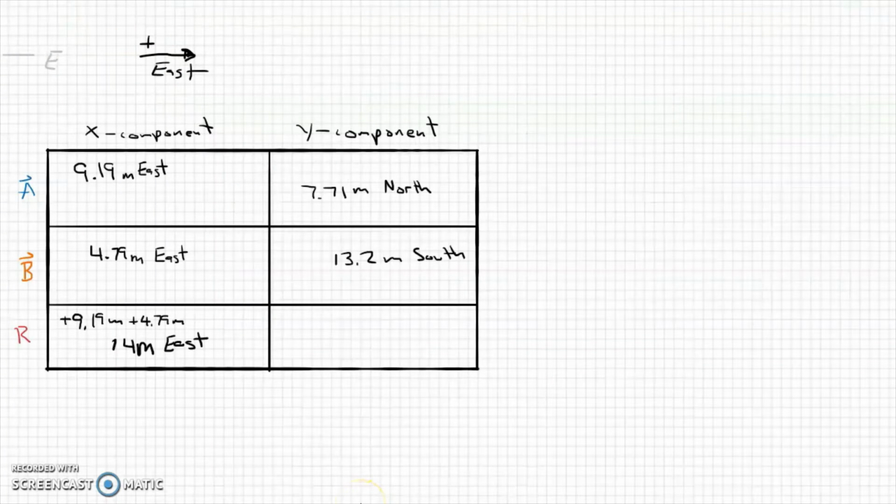Now, likewise, in our y direction, we'll notice that the vector A takes us north and the vector B brings us south. So these are in opposite directions of one another. In effect, this is subtraction. I'm going to call north the positive direction, so this will be my positive vector and this will be my negative vector. Mathematically, what I'm doing is 7.71 meters in the positive direction, and I'm going to subtract, because it's taking us in a negative direction, the 13.2 meters.